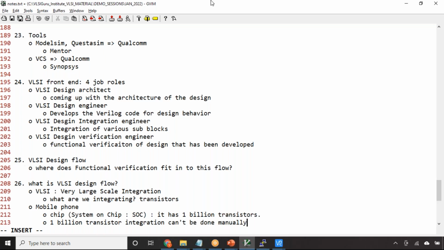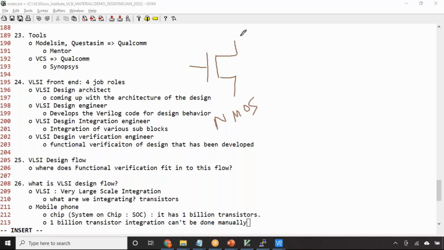What is meant by manually? If I take one transistor, what is this? Is it a BJT? Is it a MOSFET, or is it a FinFET? Can someone tell me? The MOS transistor. Okay, what is it basically? It's an NMOS.